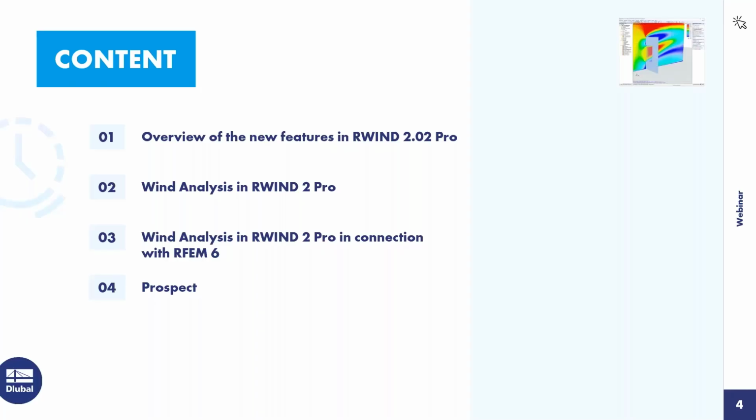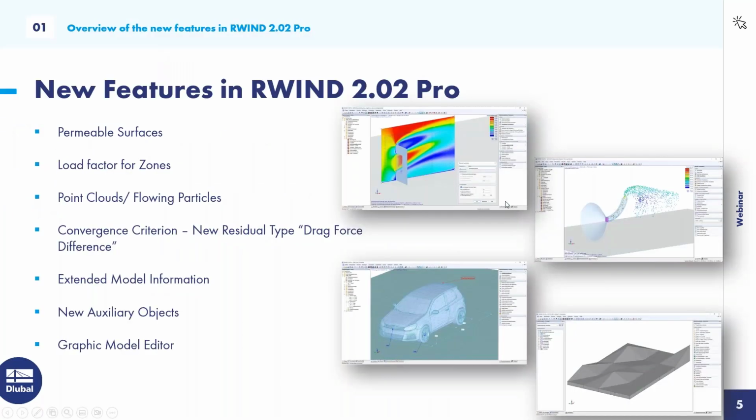All right. So thanks, Andreas. Today it should be working that you can see my screen. So I have prepared a PowerPoint presentation for you, which will sum up the main new features of RWIND 2.02 Pro. This will be an overview, and you will then be able to download the PDF file and double check it if you are interested in the main features.